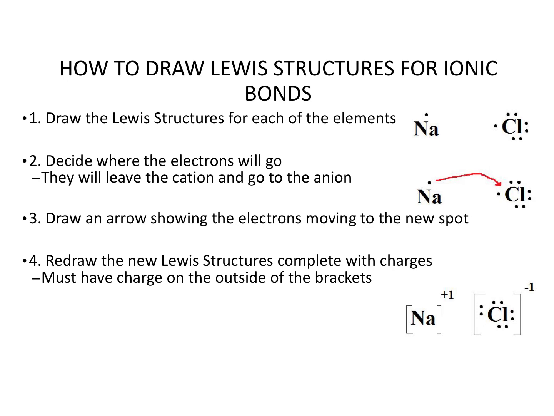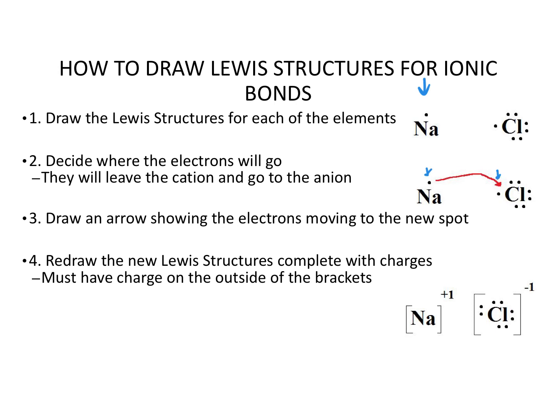So, step 1 says we draw the Lewis structures for each element. Note, I am putting the metal first. So I have table salt, NaCl. I draw the Lewis structure for sodium. I drew it for chlorine. Number 2, decide where the electrons are going to go. They're going to leave the metal, the cation, and go to the anion. This lone electron right here has to go where it would fit in over there.